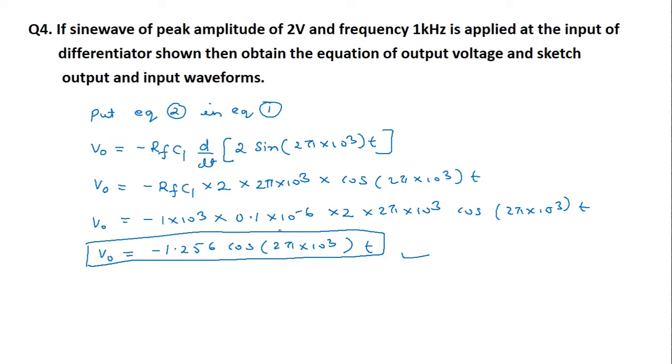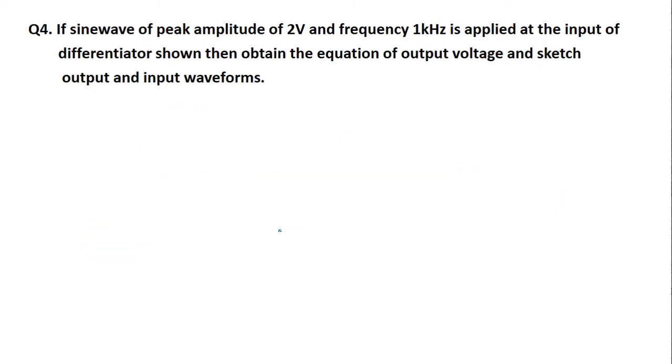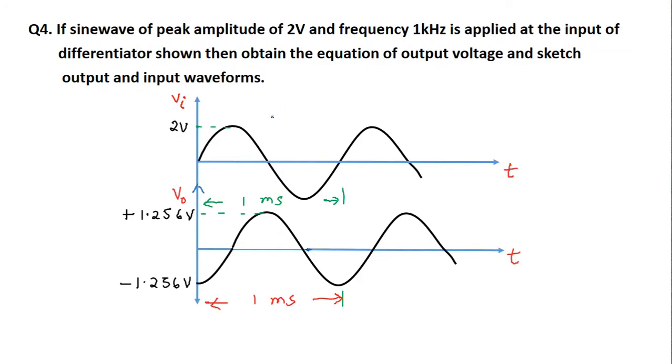Now we draw the output and input waveforms based on the equations. These are the input and output waveforms. The input signal is a sine wave. Here we got Vm sine omega t, and here we got Vm cos omega t. The peak value for the output signal is 1.256 in the positive direction, and in the negative direction it is minus 1.256 volt. The peak amplitude for the input signal is 2 volt, and in the negative direction it is minus 2 volt.